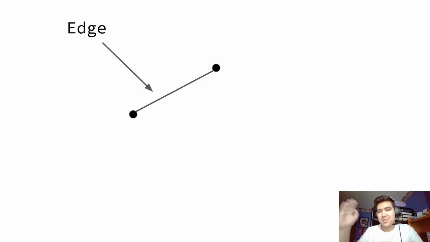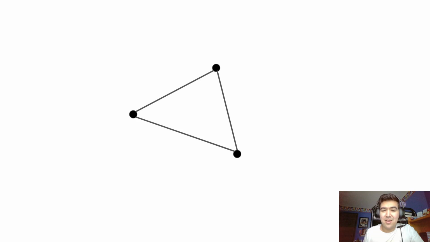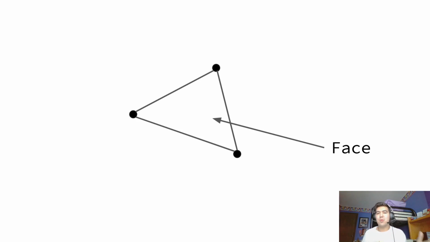So y'all know geometry, right? Two vertices create an edge. And then if you add another vertex and you connect all three of them, that space in between is a face. So those are the three main things you're going to be working with in Maya. You're going to be moving the vertices, or doing things with edges or faces, right?